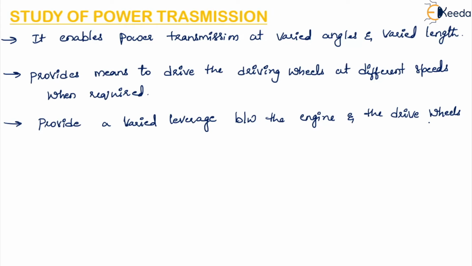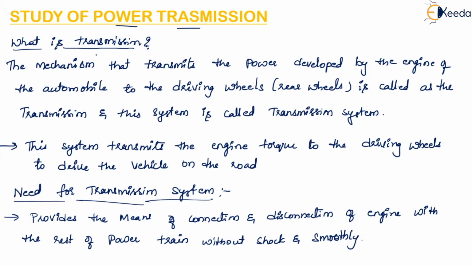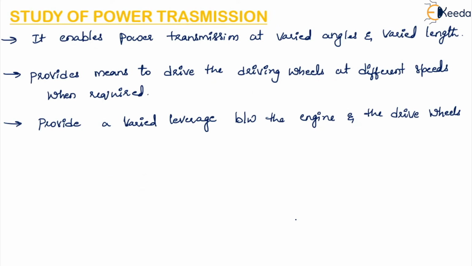So the engine is in running condition but power is not transmitted to the wheels. Here I have told you how the transmission system provides the means of connection and disconnection. When the vehicle is put in the neutral position, the transmission of power is cut off so that the engine is disconnected from the road wheels. Even when the engine is running, the wheels are not working.